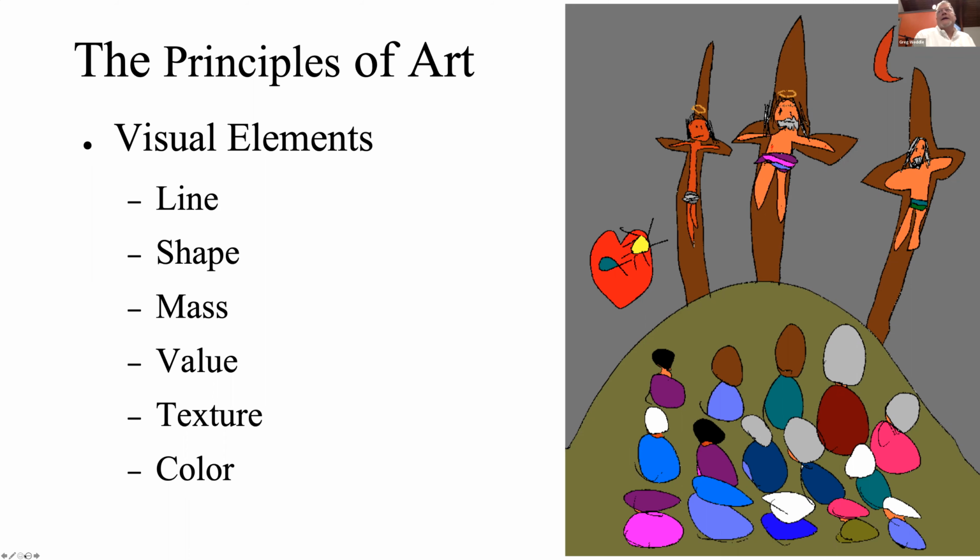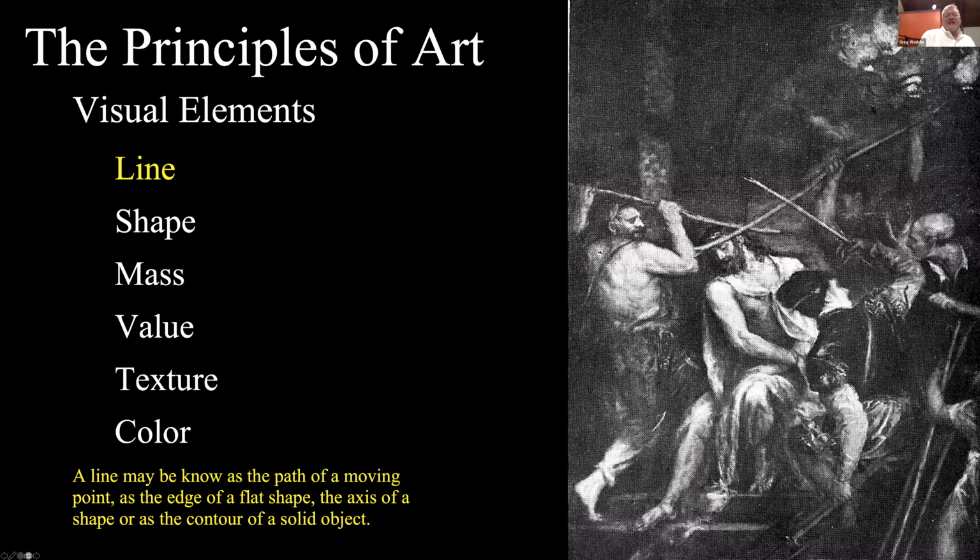So if we start with line, this is a piece by Titian, the scourging of Christ. A line may be known as a path of a moving point, as the edge of a flat shape, axis of a shape, or as a contour of a solid object. If you're an engineer, a line has no width, because a line is a series of points, and a point has no width.